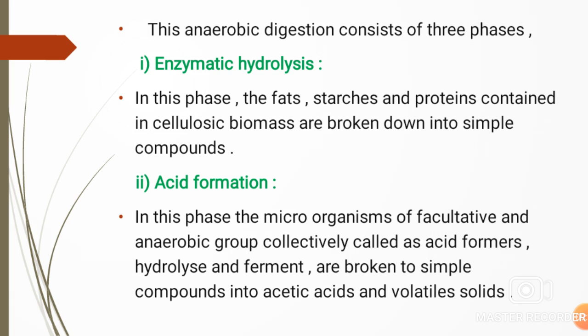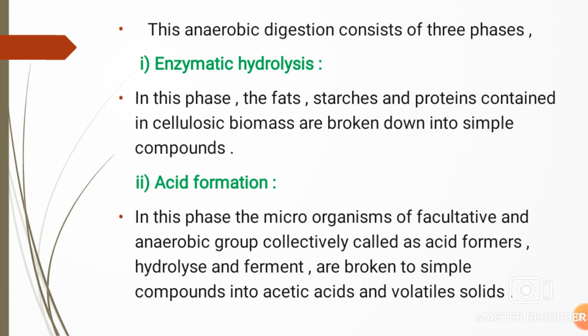In this phase, the fat, starches, proteins contained in a cellulosic biomass are broken down into simple compounds. We know that biomass is nothing but organic matter. That means it consists of fat, starches, proteins and all as the cellulosic biomass. And we know that fat, starches, proteins are big, large-size compounds, and in the enzymatic hydrolysis process, these compounds are broken down into simple compounds. So this is the first phase of the anaerobic digestion.